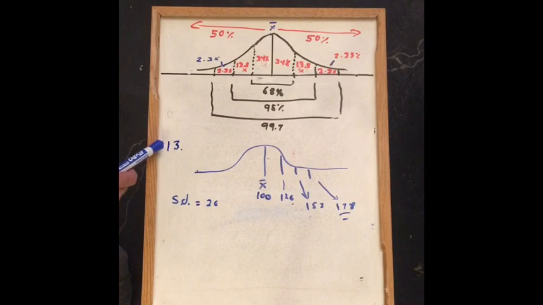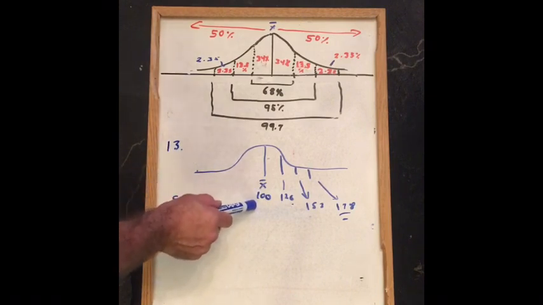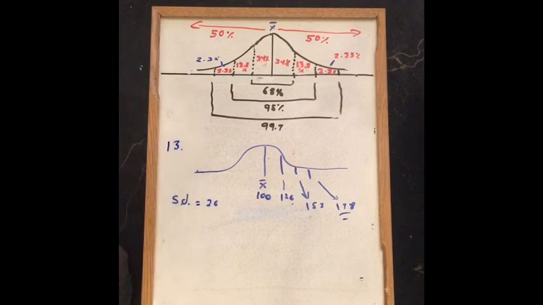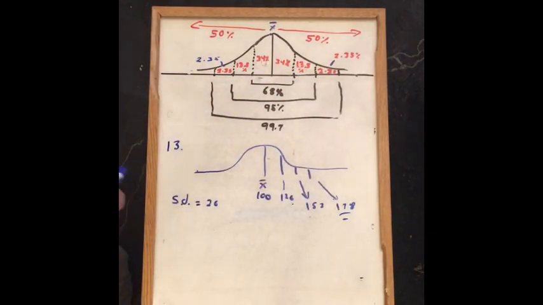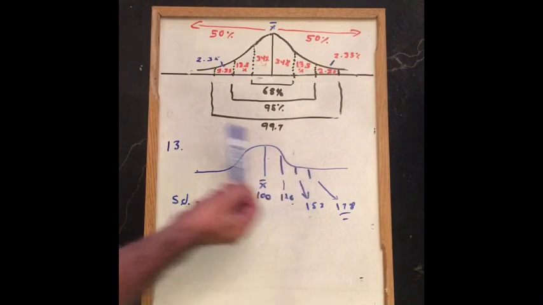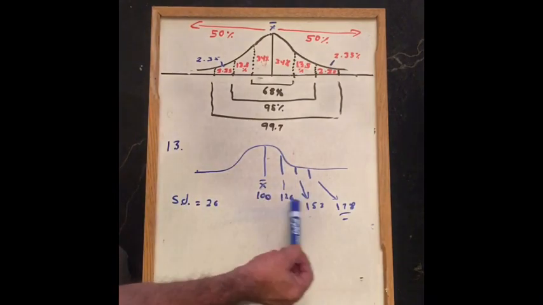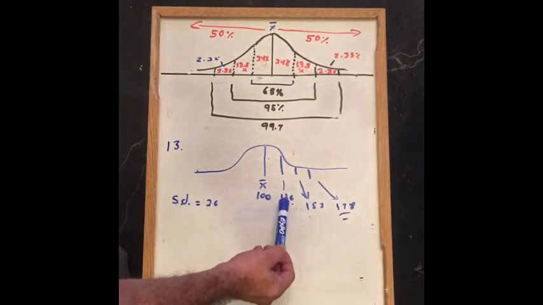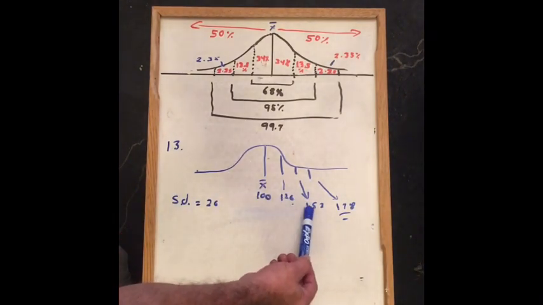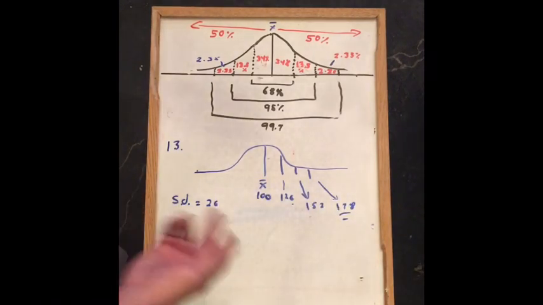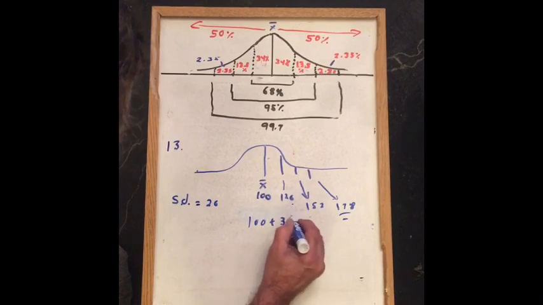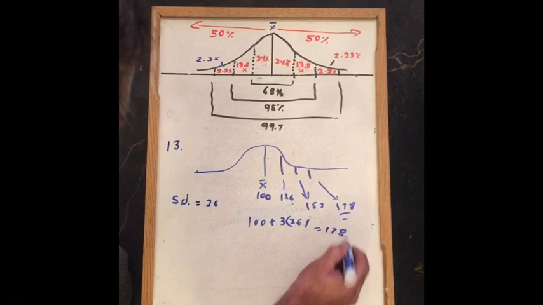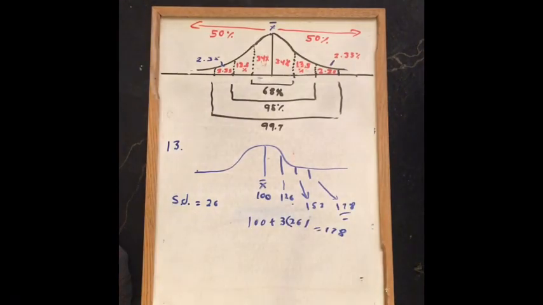For problem 13, we are given that the mean is 100, the standard deviation is 26, and the question is to find the score that is 3 standard deviations above the mean. Looking at this picture, Ms. Miller, I drew another representation. I have 1, 2, 3 standard deviations. You just add 26 each time to get to 178. So that's 100 plus 26 is 126, plus 26 is 152, and plus 26 is 178. You could actually do 100 plus 3 times 26, and that turns out to be 178. It's sometimes better to draw a picture though. So the answer is 178.